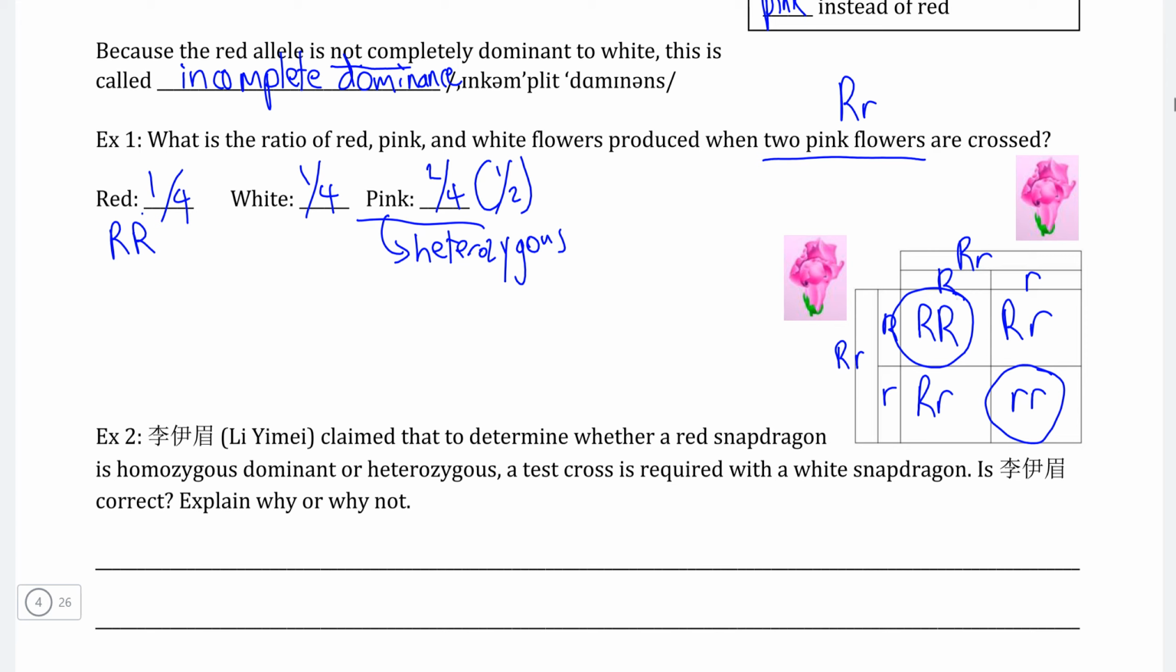So genotypically, the inheritance ratios work exactly the way that Mendel predicted, but phenotypically, because of the third phenotype for heterozygous organisms, this deviates from the 3-to-1 ratio that we see in a normal dihybrid cross.